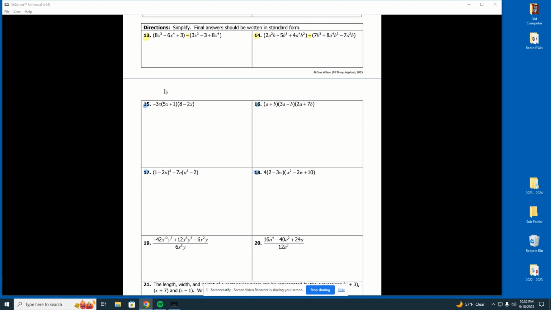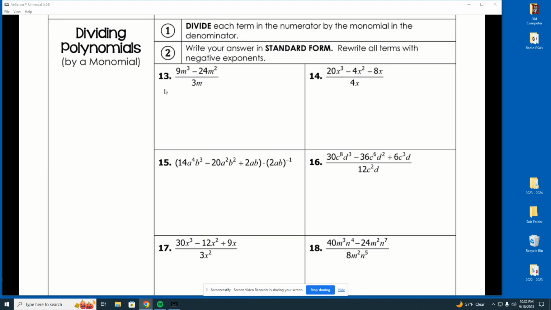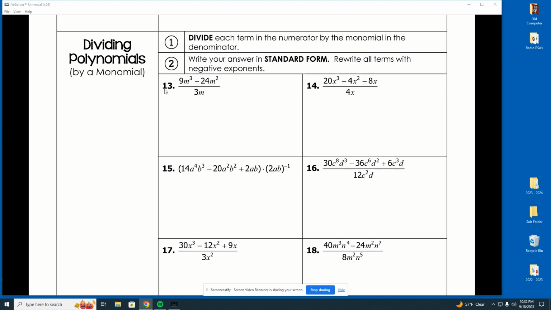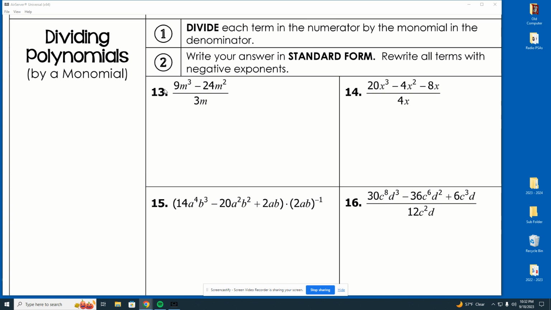Actually, I left one thing out. Let's go back to your note sheet. I don't know what happened, but I also wanted to go through division. Now, I'm going to keep this real simple. Dividing is easy because you're simply dividing your top by your single term that's in your denominator. And you've been doing this, okay? See, 9 divided by 3 is 3, and m cubed divided by m is m squared. And then negative 24 divided by 3 is negative 8, and m squared divided by m is m. So this answer is 3m squared minus 8m.